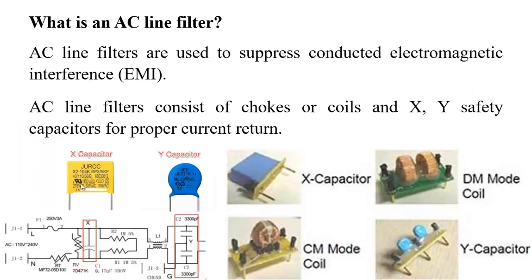What is an AC line filter? AC line filters are used to suppress conducted electromagnetic interference, EMI. AC line filters consist of chokes or coils and XY safety capacitors for proper current return. X capacitor, this one is X capacitor, Y capacitor, this one is Y capacitor with device body or chassis, X capacitor, then Y capacitor, common mode coil, differential mode coil.